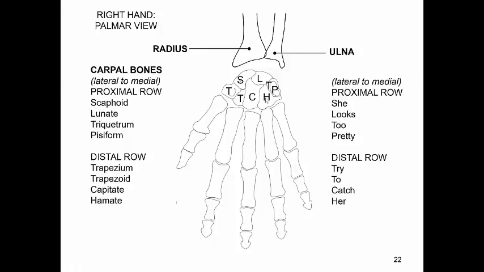Mnemonics can be a very useful way for remembering the relationships and order of the carpal bones. In this particular mnemonic, you can see that the first letter of each word of the rhyme, "She looks too pretty, try to catch her," gives the order of the carpal bones just as we looked at them. The proximal row first, lateral to medial, "She looks too pretty," followed by the distal row, again moving lateral to medial, "Try to catch her."